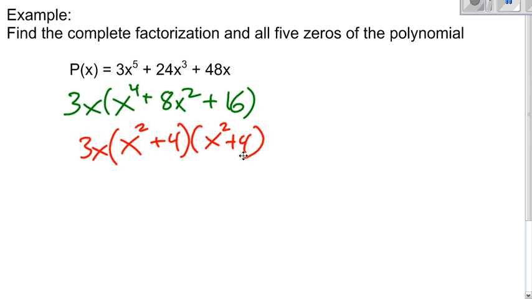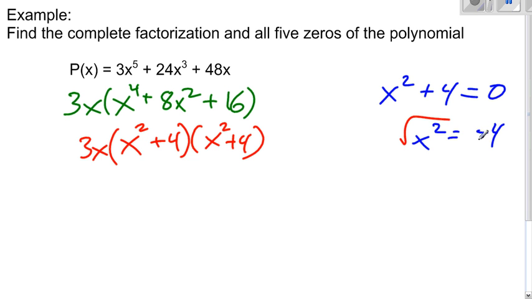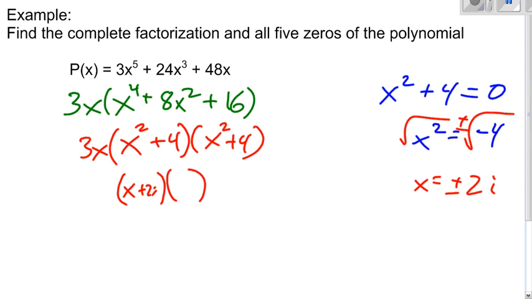Then, if you were to solve this, x squared plus 4, you would set it equal to 0, move the 4 over, and then you square root both sides, plus or minus. So the square root of negative 4 is 2i. So you get x equals plus or minus 2i for each of these, which means that you could factor this, x plus 2i and x minus 2i.